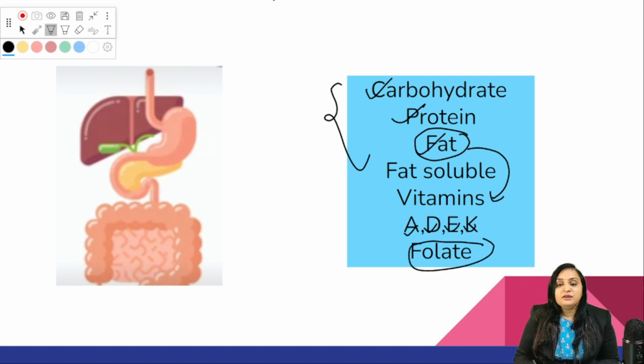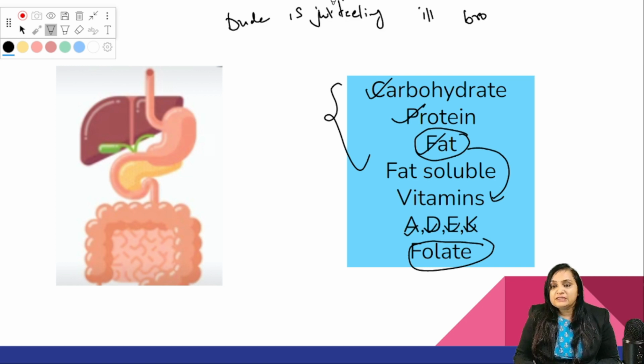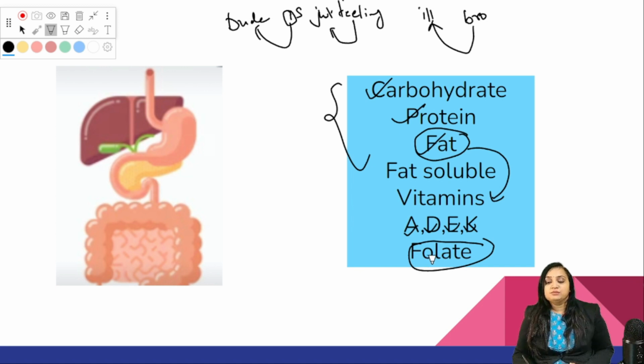We have learned one mnemonic. Dude is just feeling ill, bro. So iron is getting absorbed from duodenum, folate is getting absorbed from jejunum, and B12 is getting absorbed from ileum. So according to that also, folate is getting absorbed in jejunum.